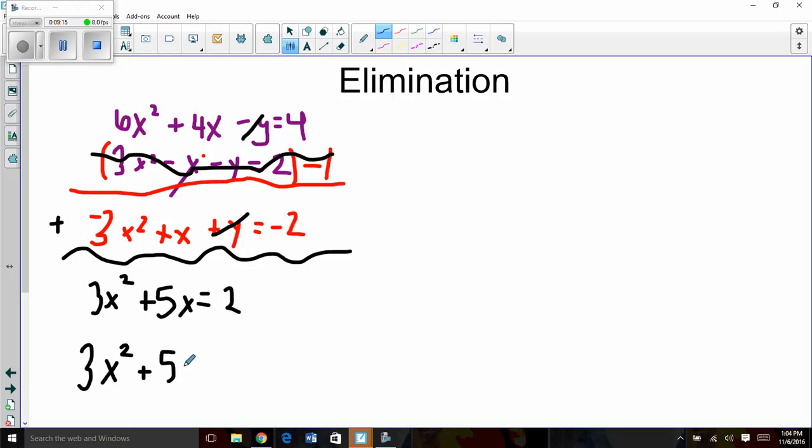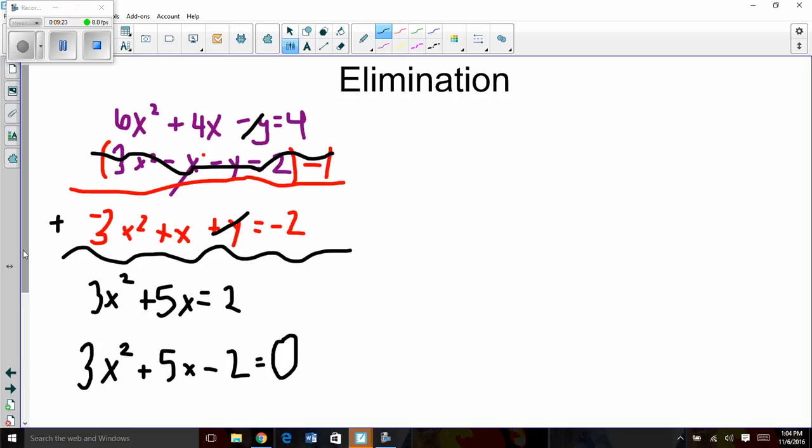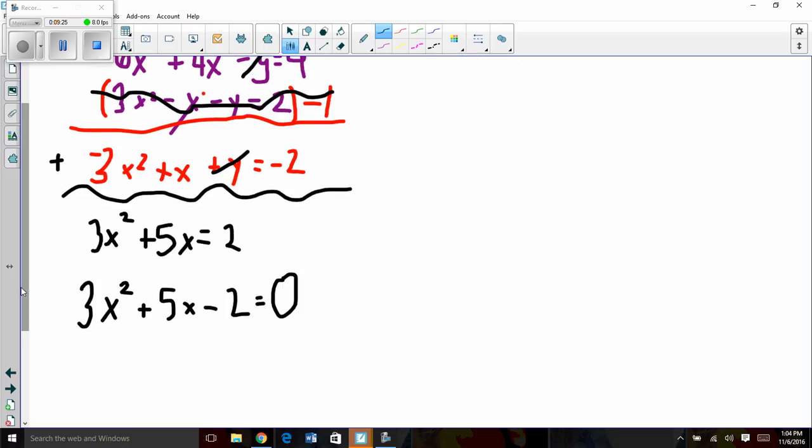I'm going to rewrite it with the 2. We're going to subtract the 2 over here, equals 0. And it looks like this isn't really factorable, so why don't we practice using the quadratic formula here? We can go ahead and try it out. Everyone's favorite.